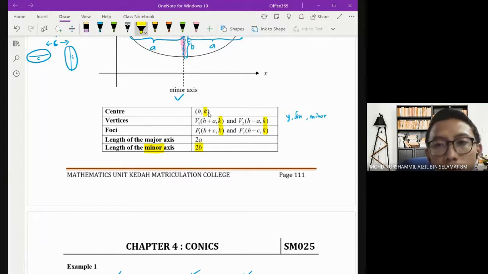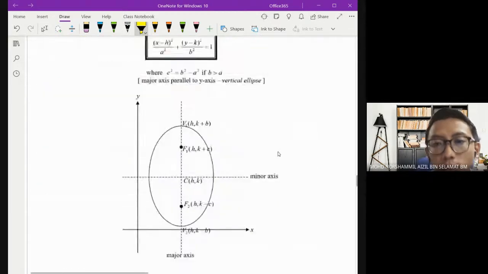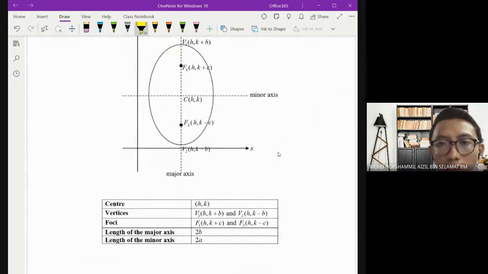Kenapa 2B minor bukan 2A? Yalah dah tadi Y kan KB kan. Y kan KB kan. Dia punya corresponding unknowns. Okay. The fixed one always going to be minor. Okay, take a look at this formula. Kalau formula ni, kalau you perasan, H je fix. H.